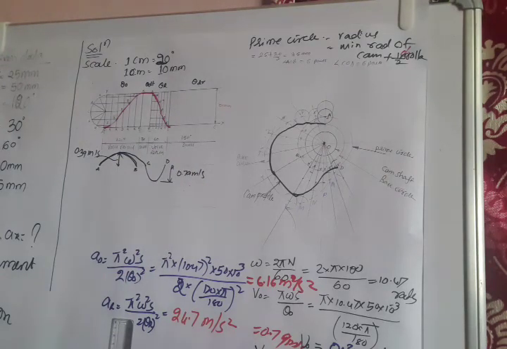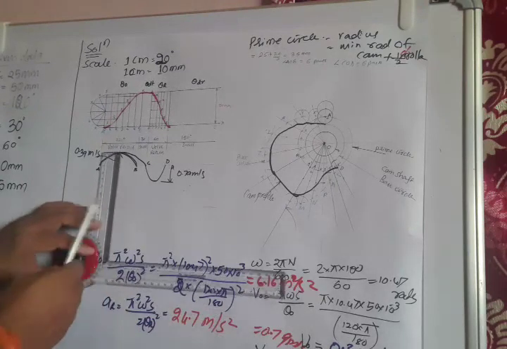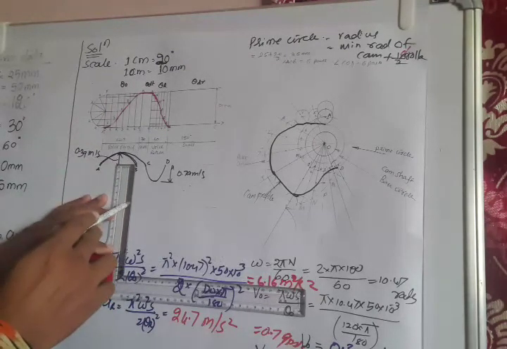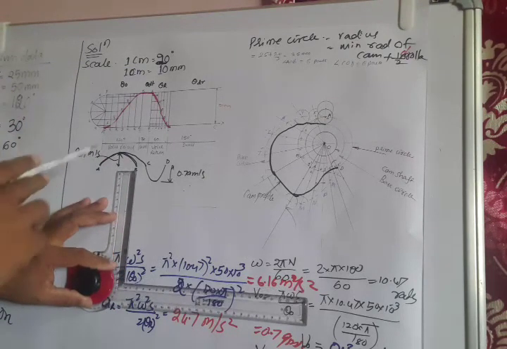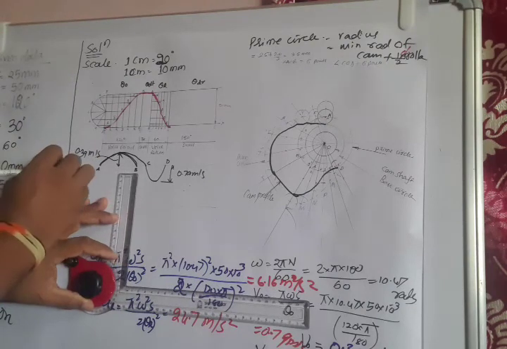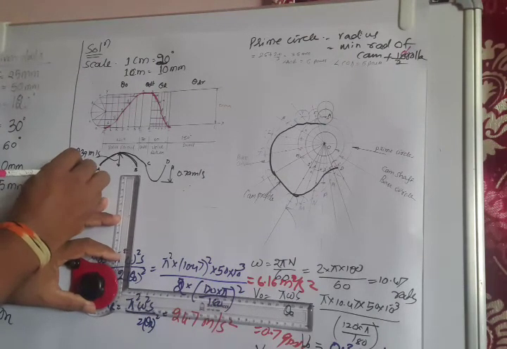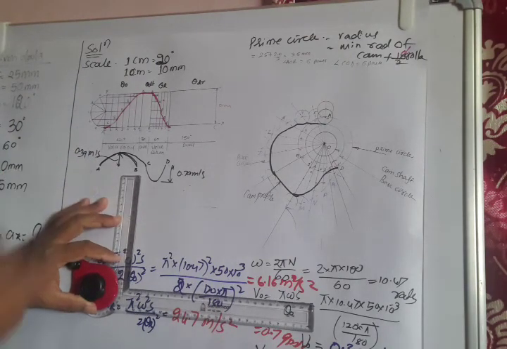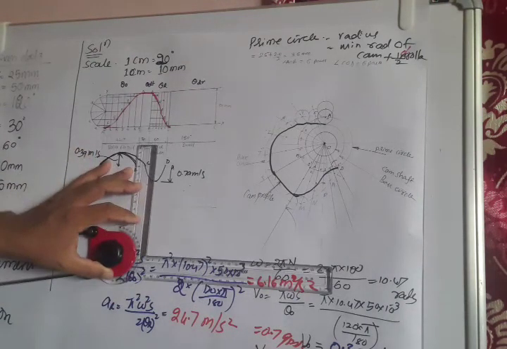Now accelerations. Just project these lines here. To draw these curves precisely is difficult. You need to just draw an approximate curve with a suitable scale. For example, 0.39 meter per second is there. You can take 0.1 meter per second equal to 10 mm, and mark it here, and similarly here.